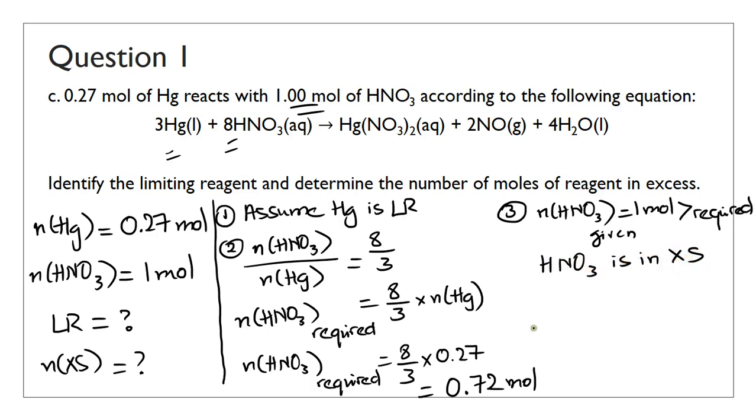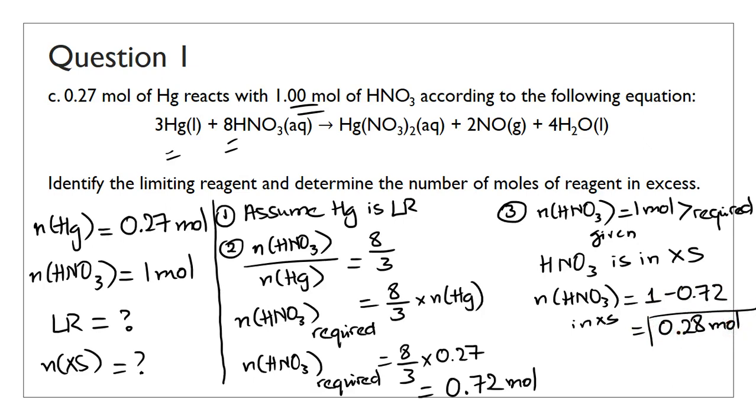And you can also work out the amount in excess. So the amount in excess is going to be given minus required. So 1 minus 0.72, which is 0.28. I think my brain started working, so I can do some math now. Let's hope I didn't do that wrong. So that's the amount in excess, which is one of the questions. And you can go back and say that mercury is indeed the limiting reagent, which is the other part of the question. So limiting reagent is mercury. Okay, so that's limiting and excess.